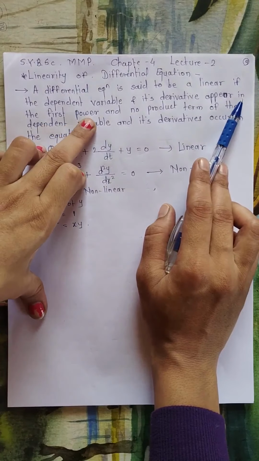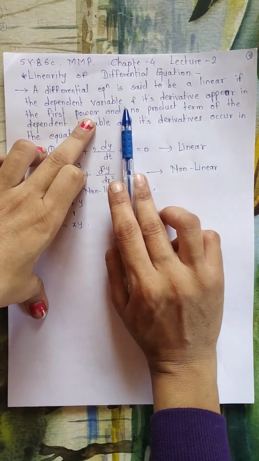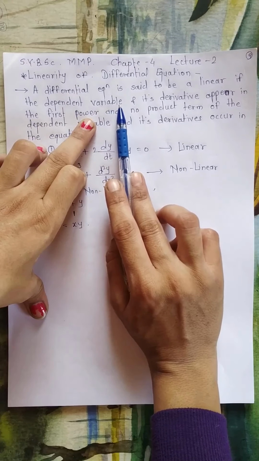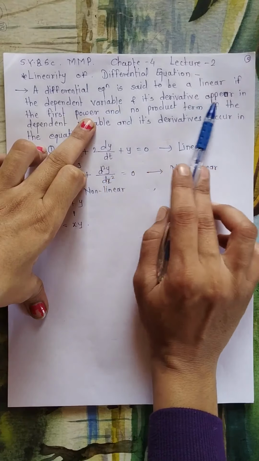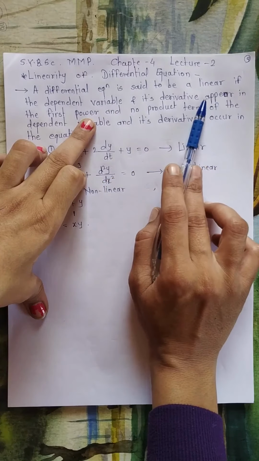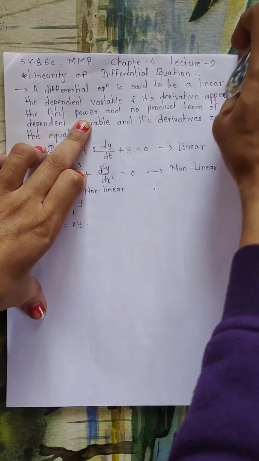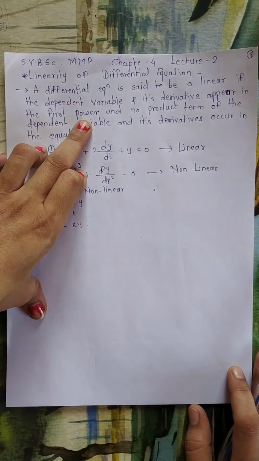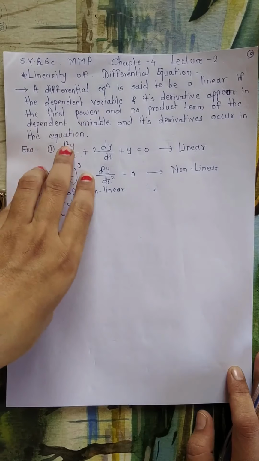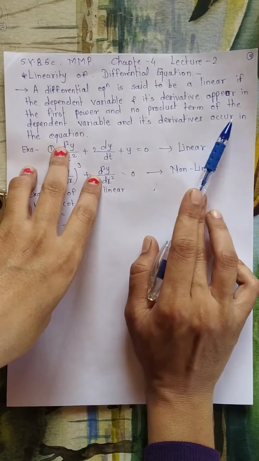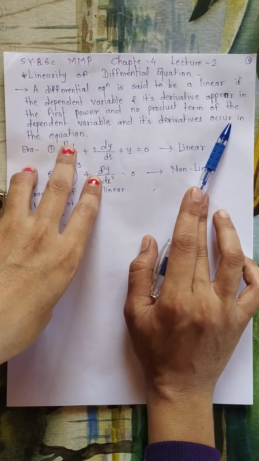in first power. Means your differential equation will depend on some variable. Those dependent variable and derivative of that dependent variable appear in first power. Means there should be power 1, no square, cube or higher power term. And another condition is no product term of dependent variable and its derivative occur in the equation.